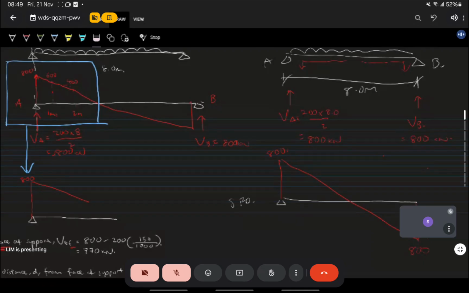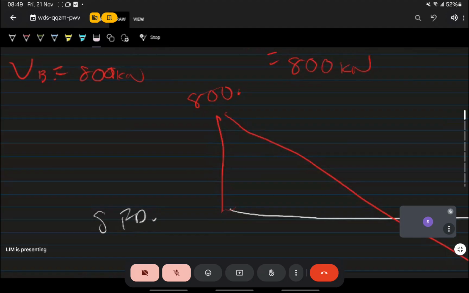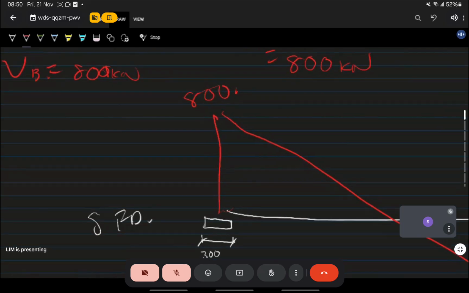Our support is actually 300 millimeter wide. So you have to calculate the shear at the face of the support. At the face, that means 150, because 300 is in the middle. So 150.